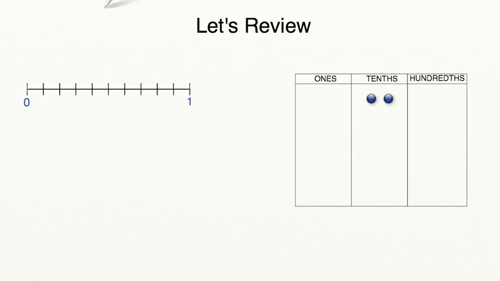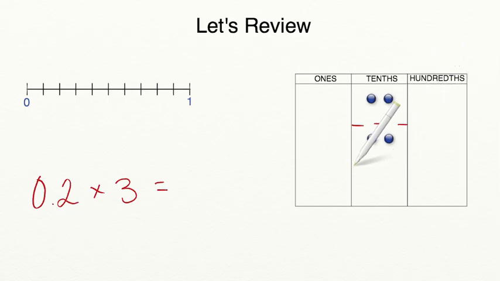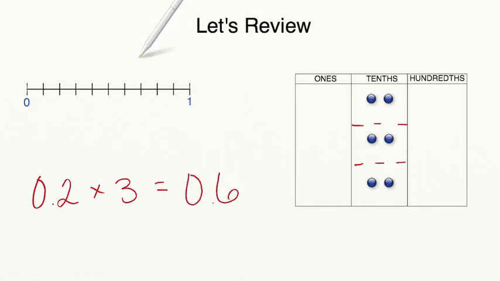Let's review what you've learned in today's lesson by multiplying 2 tenths times 3. All right, as you can see in our chart, we already have 2 tenths represented, but we want to show it 3 times. So I have 2 tenths once, 2 tenths 2 times, 2 tenths 3 times. And when I add these up all together, 2 tenths plus 2 tenths plus 2 tenths, that gives me 6 tenths.